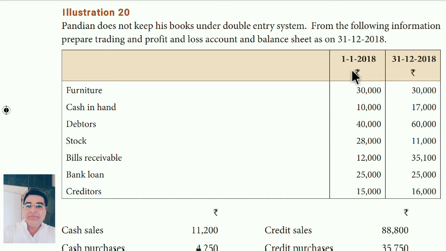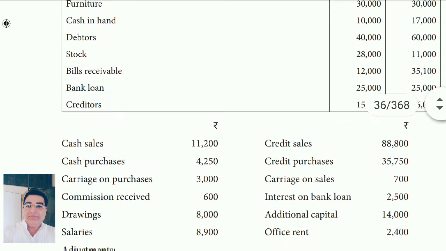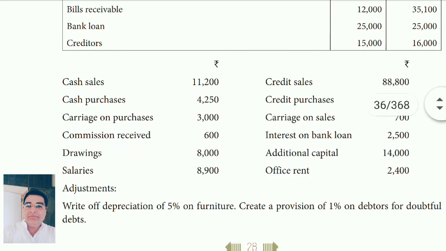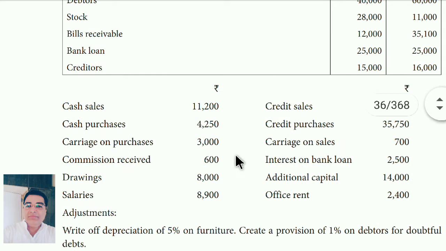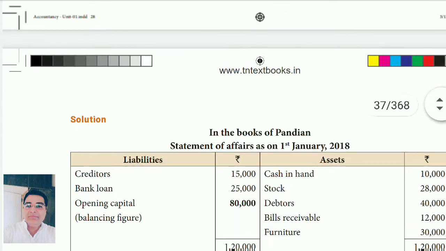First we have to check here. See here, opening date given, closing date given. In this question, if they give the capital, then no need to prepare the statement of affairs. Now check here in the question, up to this they didn't give the capital, so we have to prepare the statement of affairs. Then we have to find out whether debtors or creditors account we have to prepare or not. Here cash sales, credit sales are given, cash purchase, credit purchase are also given, so no need to prepare debtors and creditors account also. We have to prepare only what?